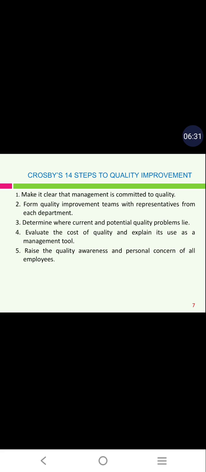So it has to be formed from each and every department. So people have to form a quality council. So they will discuss how to improve the quality of the product.